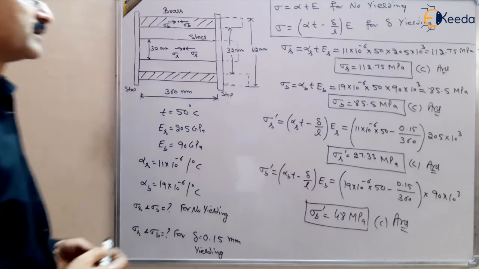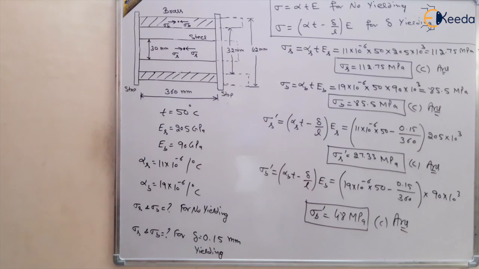So these are the stresses developed in steel and brass when there was no yielding and when there was 0.15 mm of yielding of the supports.